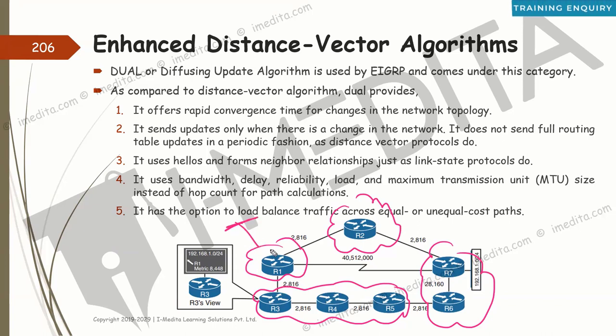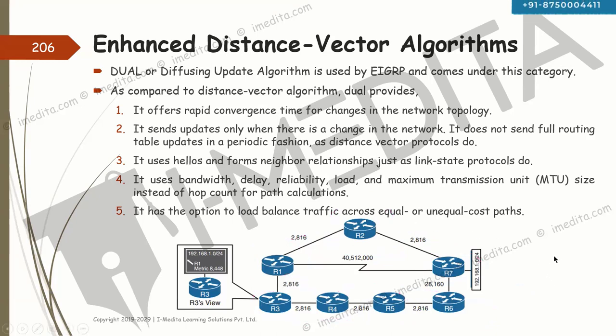Now, if I have to go from this router number one to this particular network, how many AS hops do I have to cross here? Again, one hop, two hops. From here, how many AS hops do I have to cross? Again, one hop and two hops. So an equal number of ASs I have to cross on both paths, so both paths are going to be best. That's how I'm going to decide the best path in the case of path vector routing protocols.